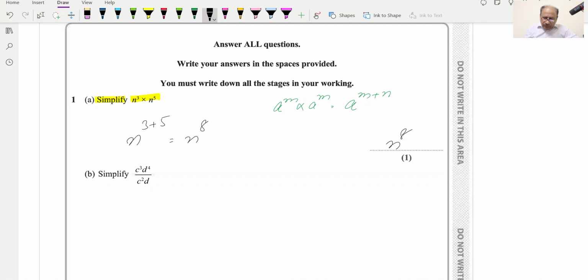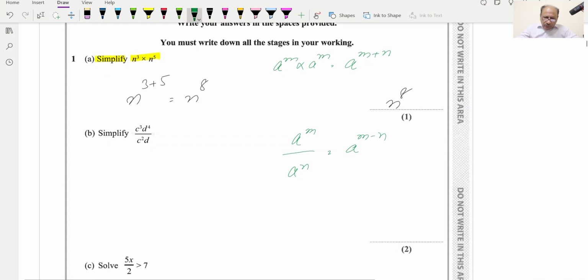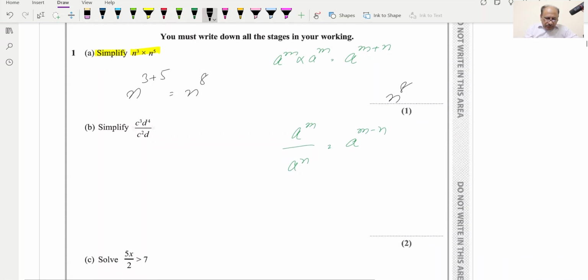And similarly, when powers are being divided, a raised to the power m over a raised to the power n will be equal to a raised to the power m minus n, and the same rule we will apply over here. This will be c raised to the power 3 minus 2 and d raised to the power 4 minus 1, and this will be equal to cd cubed, and the answer will be cd cubed.